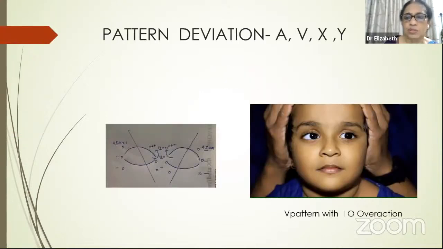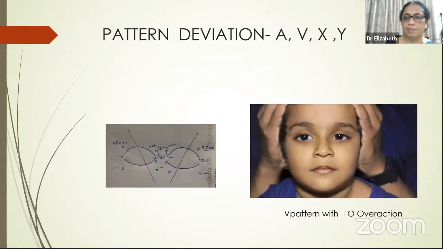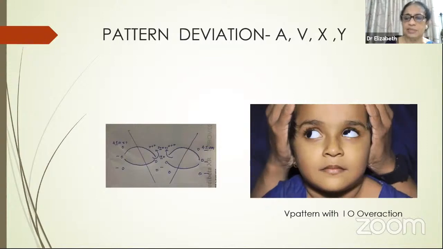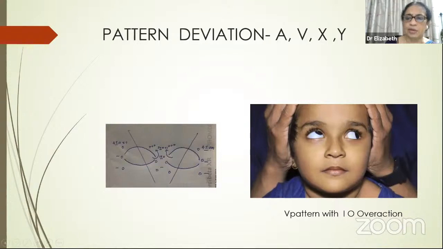The most important and most common ocular motility problem is the pattern deviation, where the angle of the deviation will be different in up gaze and down gaze. For example, look at this video. This is a child presenting with an exo deviation in the primary position. It's about 15 prism diopters exo in the primary position, but when the patient looks up, the deviation is increased and there is an upshoot of the eye. You can see that now.